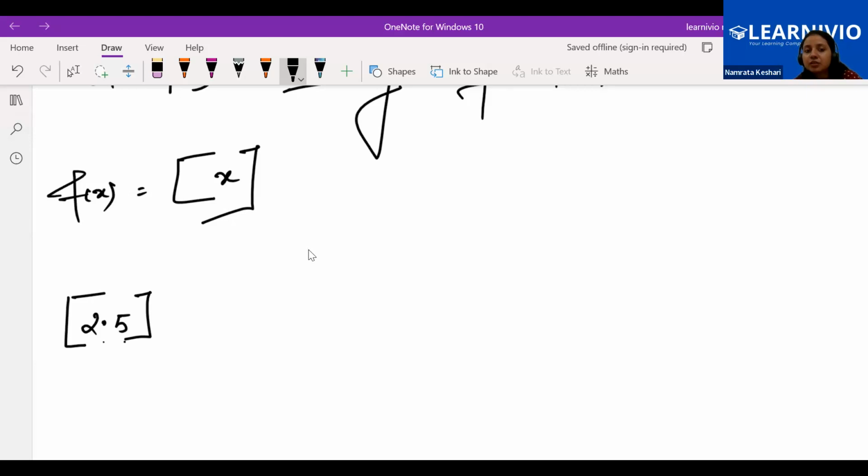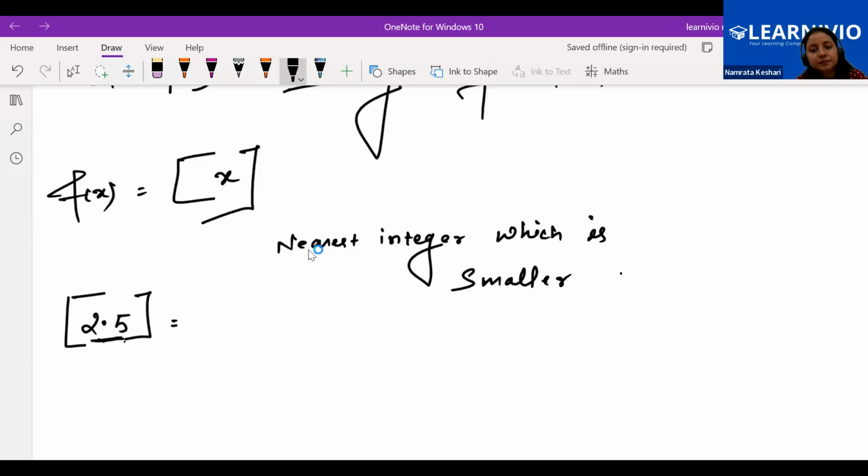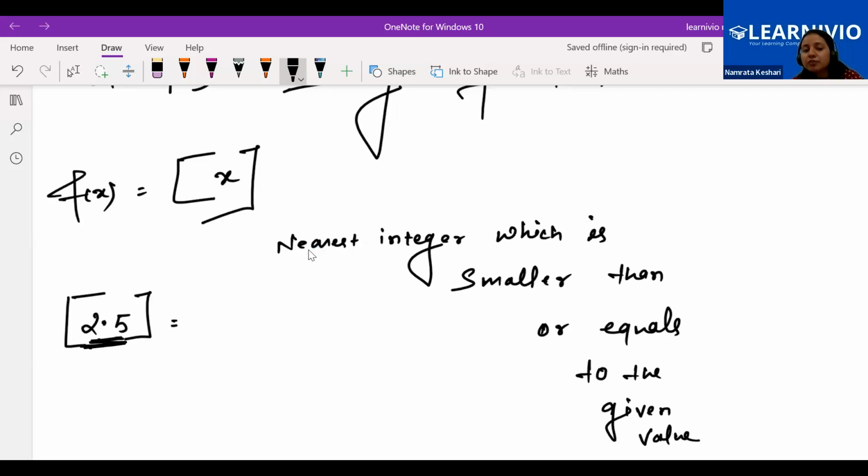So suppose you have 2.5 as an input, x is 2.5. The output it will give you is the nearest integer which is smaller than or equal to the given value. The given value is 2.5. So the nearest integer to 2.5 which is smaller than 2.5 or maybe equal to 2.5.